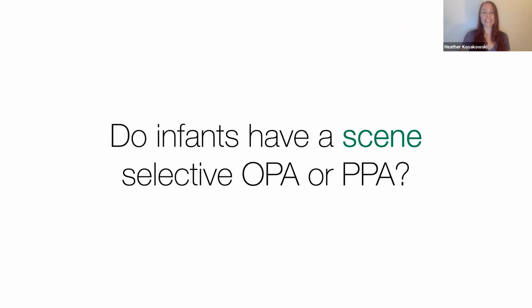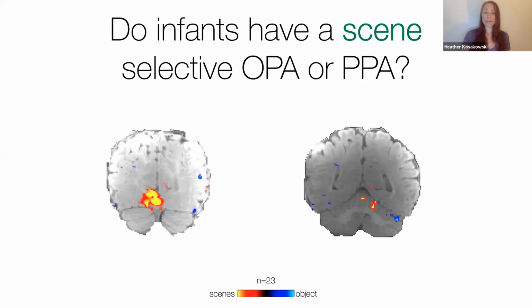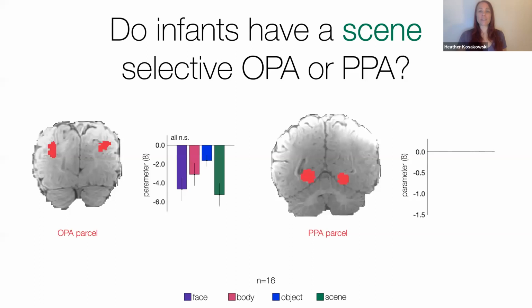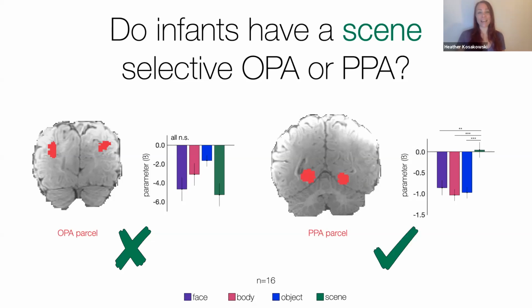Do infants have a scene selective response in either the OPA or PPA? In the group random effects analysis, we did not observe a scene patch around the area of the OPA when scenes were contrasted with objects. However, in the VTC, there was a scene patch in approximately the same area as the PPA. Is this response selective? In the infant OPA, the response to scenes is not selective. However, in the infant PPA, the response to scenes is significantly greater than the response to all other categories, indicating that infants do have a scene-selective PPA.